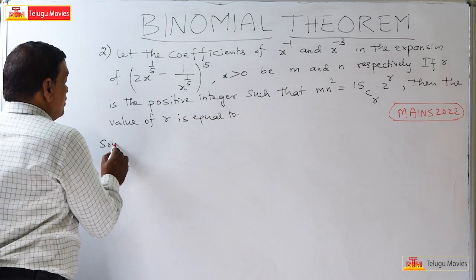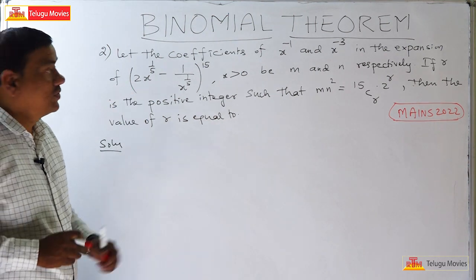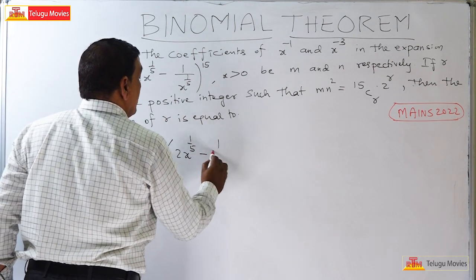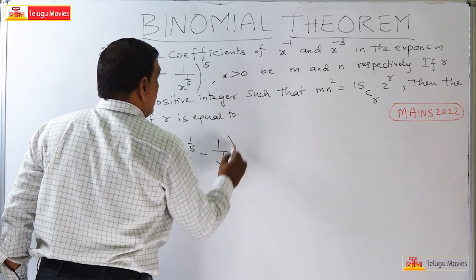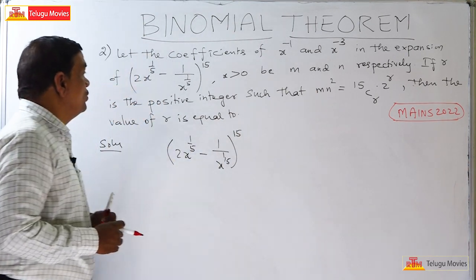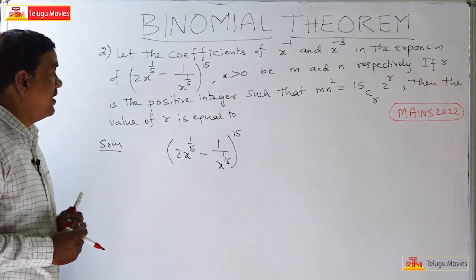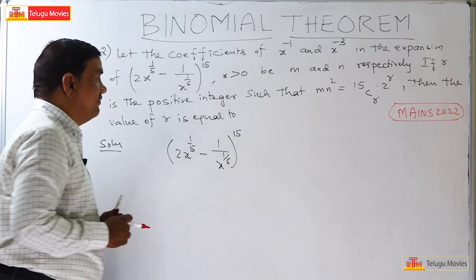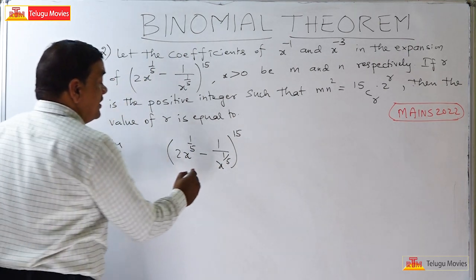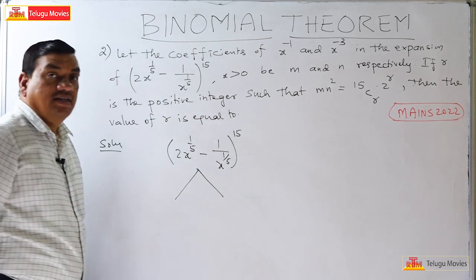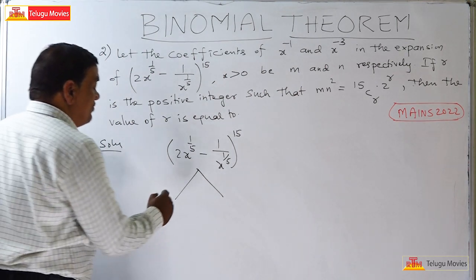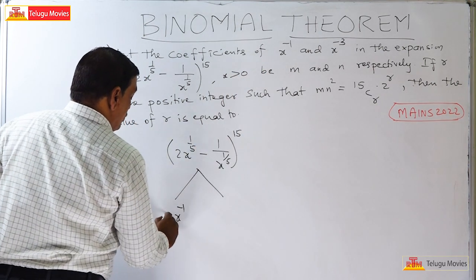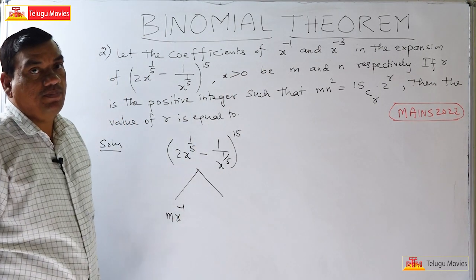Let us see the solution here. First, what is the given data? Here there is a binomial, 2 into x to the power of 1 by 5 minus 1 by x to the power of 1 by 5 whole to the power of 15, where x is greater than 0. In this binomial expansion, there will be 16 terms. In that, definitely there is one term x power minus 1. Its coefficient is m. So that is m x to the power of minus 1 will come.